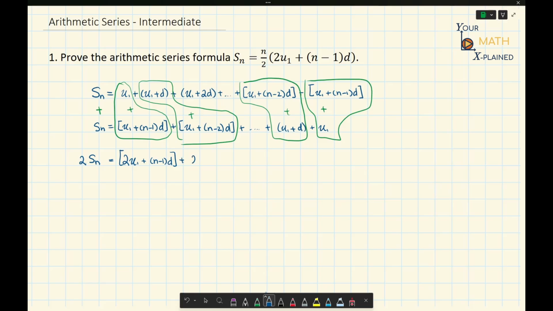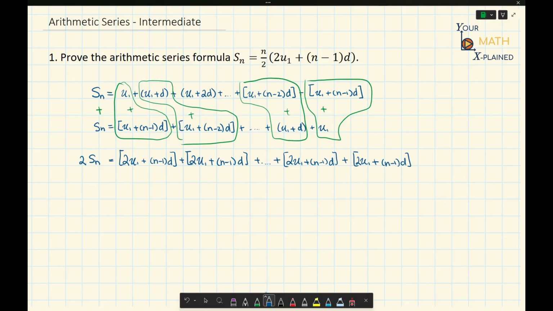And then the second term is going to be 2 times u sub 1, and then here we have n minus 2 times d plus a d, which means we have n minus 1 times d. And then we're going to keep adding. And then the second last one, again, that's 2 times u sub 1, and this is just the same as the second term. So this would be plus n minus 1 times d. And then the last term is just the same as the first term. So that's 2 times u sub 1 plus n minus 1 times d.